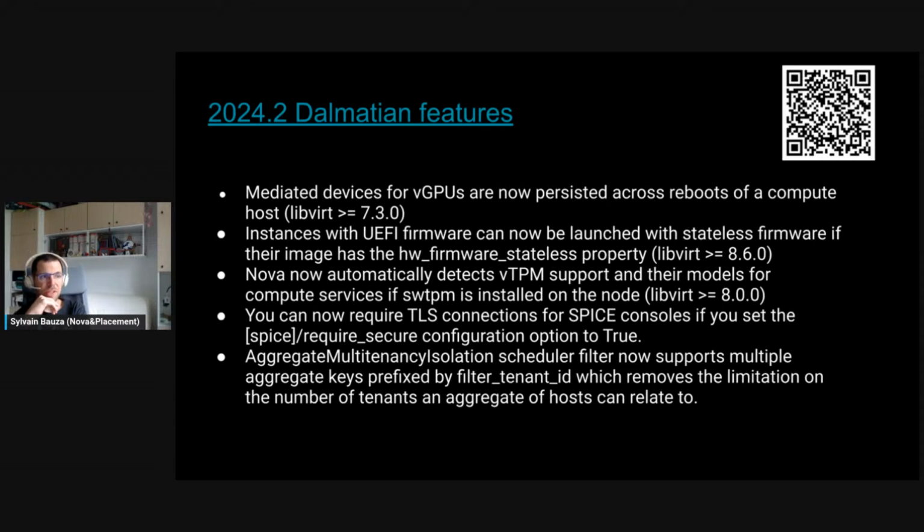Another feature was related to vTPM support. vTPM is important, for example, for Windows instances. Nova now automatically detects vTPM support. Previously, we already supported vTPM, but you needed to say exactly which models to use. Now it's automatic. Nova will look whether it can use vTPM, and if swtpm is installed on the node, and again the libvirt version is good, then it will provide the models for vTPM.